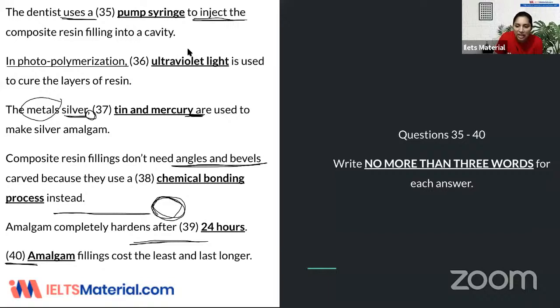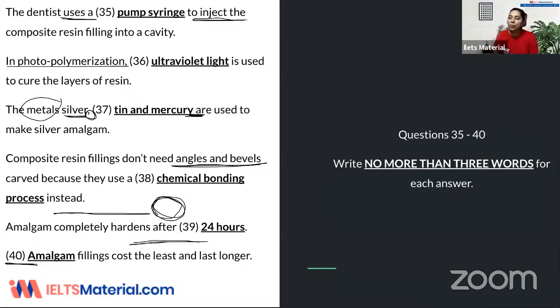Okay. Next is 36, ultraviolet light. Next one is tin and mercury. 38 is chemical bonding process. They said very clearly, they use a chemical bonding process rather than changing the angles and the bevels, carving it according to the teeth.